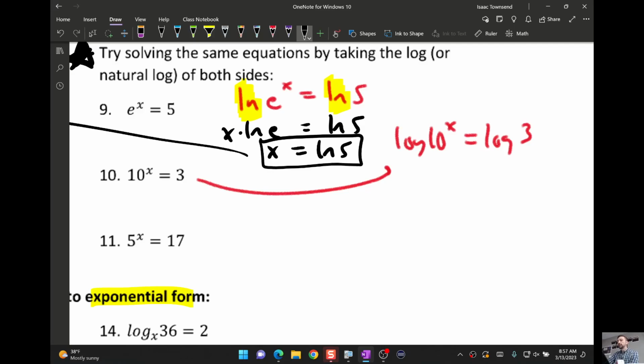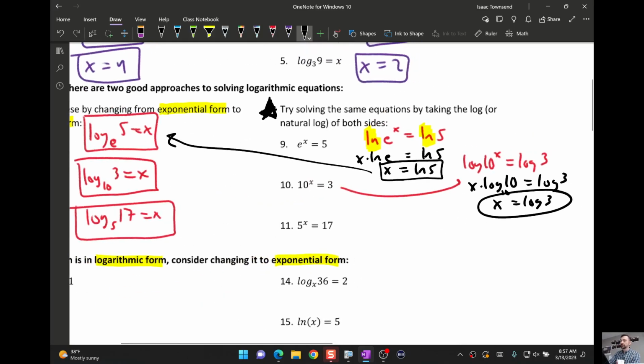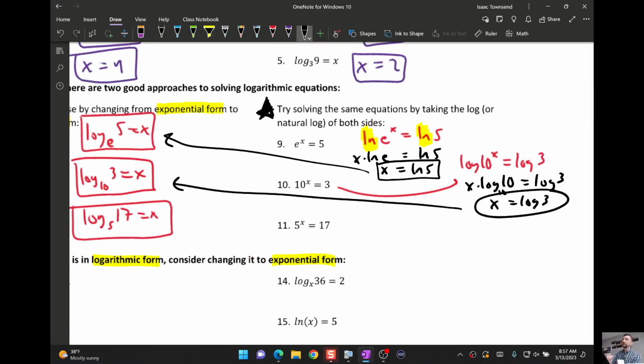An exponent on something you're taking the log of can be brought down out front. If there's no base here, it's an understood base 10. Log base 10 of 10 would be 1. So you end up with an answer of log of 3, the same thing that we got doing it the other way.